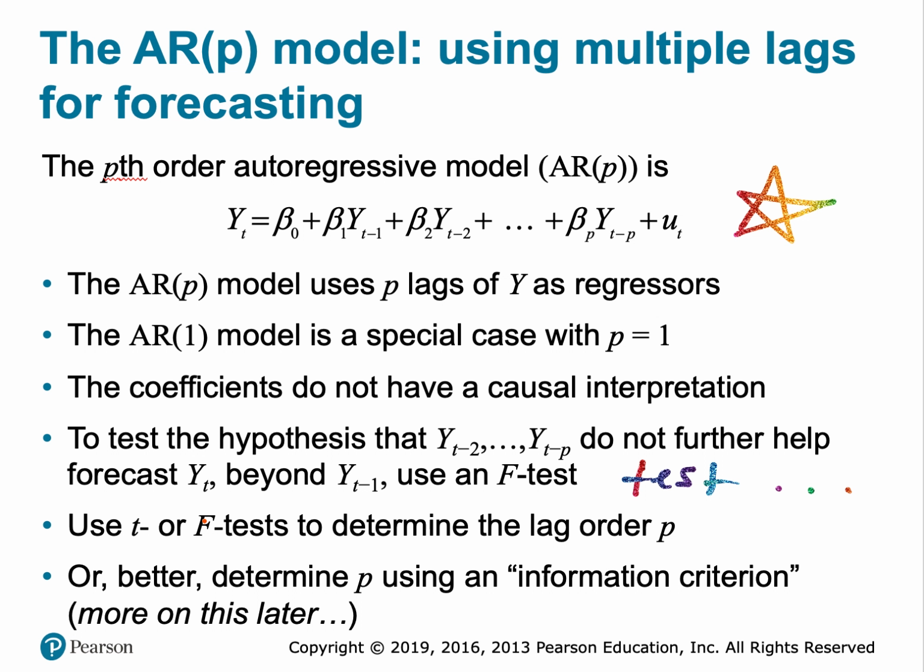We'll use the t or F-test to determine the lag order of p. Better yet, we're going to use the information criterion. This is the best way to choose p, and we're going to talk about that in a video or two.